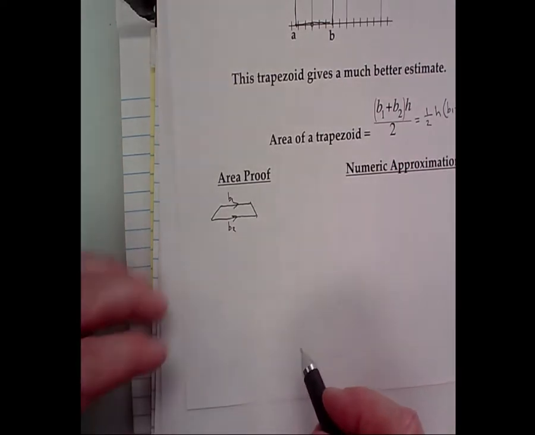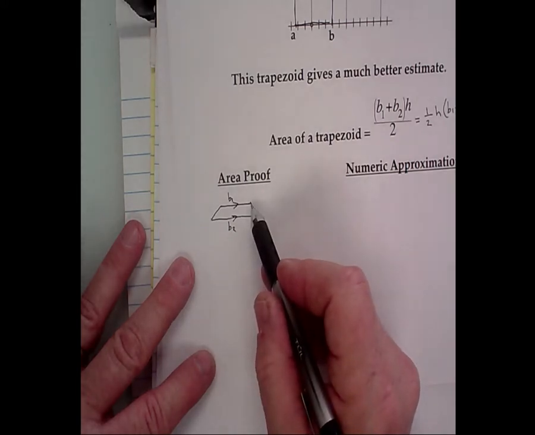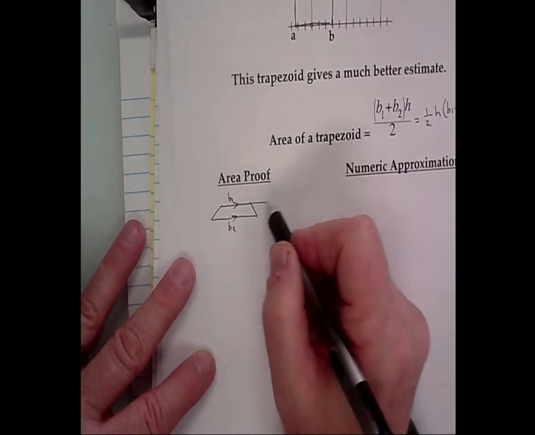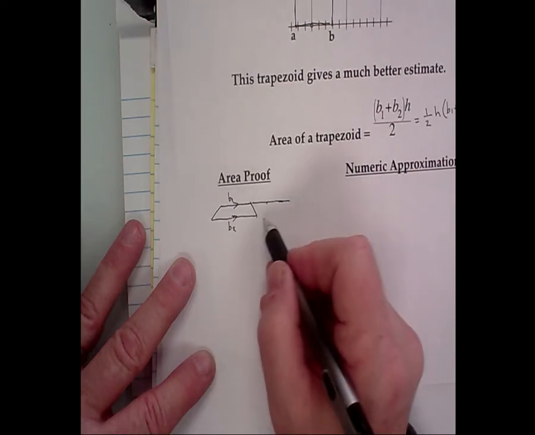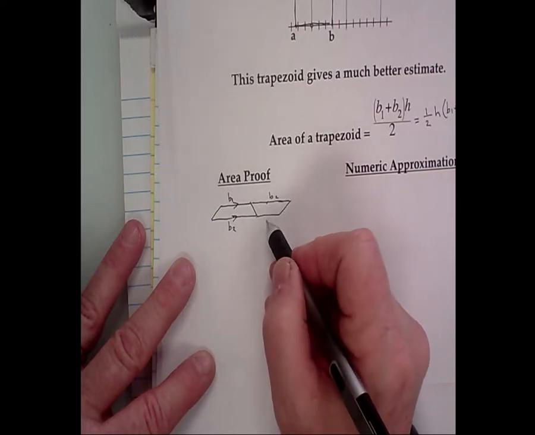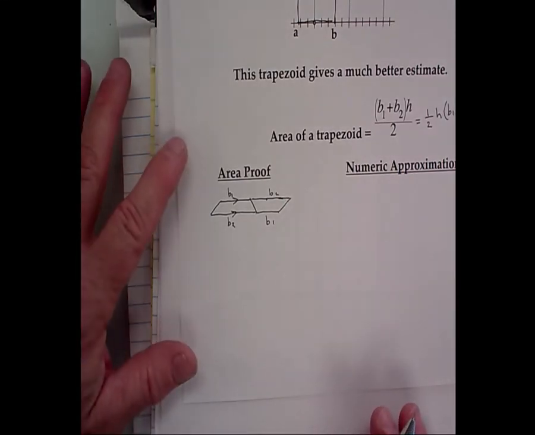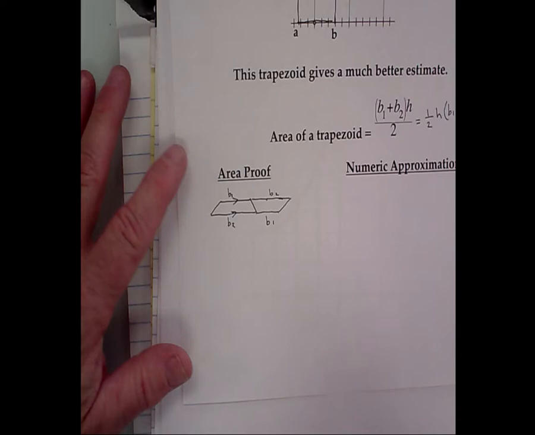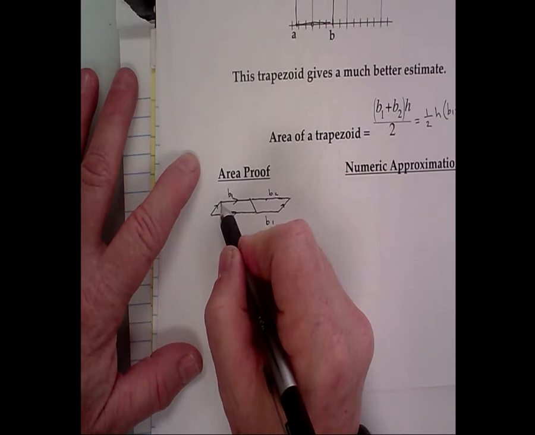And so to prove what the area of this is I'm going to make an identical trapezoid to this, and I'm going to flip it, so it's going to end up looking kind of like this. So now B2 is on top of here and B1 is down here. And so what that's a picture of is a parallelogram. So now these two sides are parallel. And this is the height of the parallelogram.